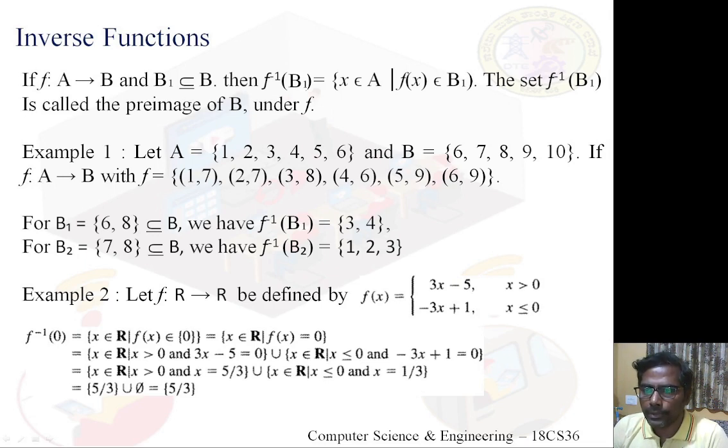So I think you are familiar with inverse functions. Let me repeat: f is a function from domain A to codomain B, and B1 is a subset of codomain B. Then f inverse of B1 is the set of all those elements x that belong to domain A such that f of x belongs to B1. The set f inverse of B1 is called the pre-image of B1 under f.